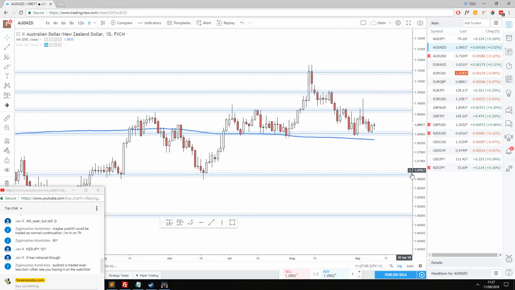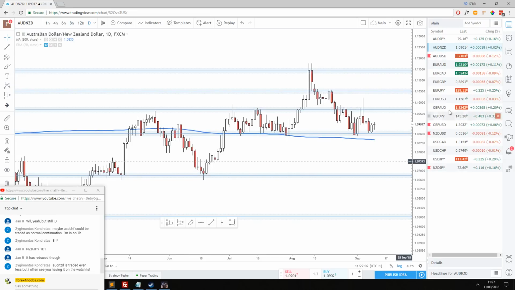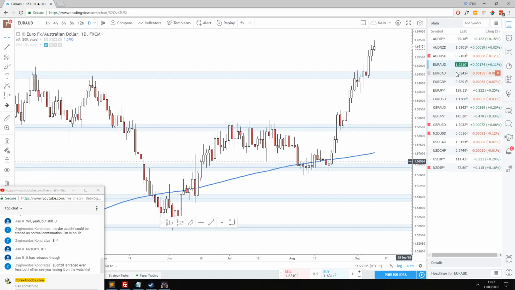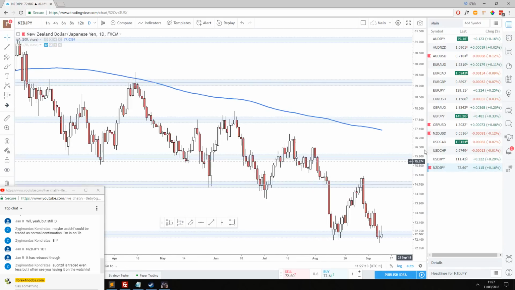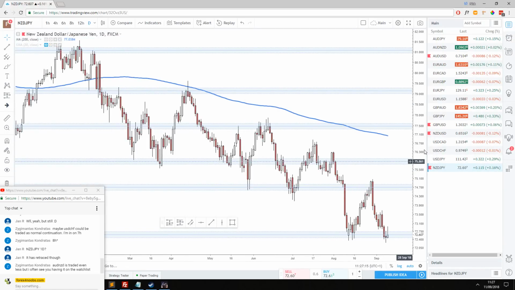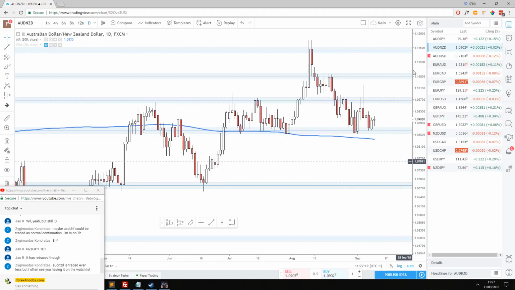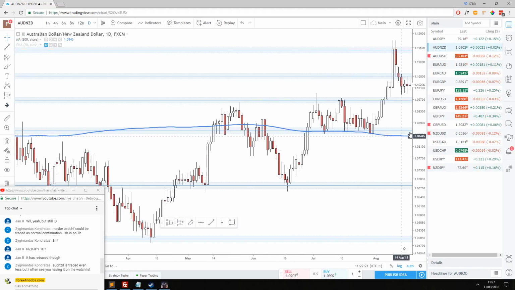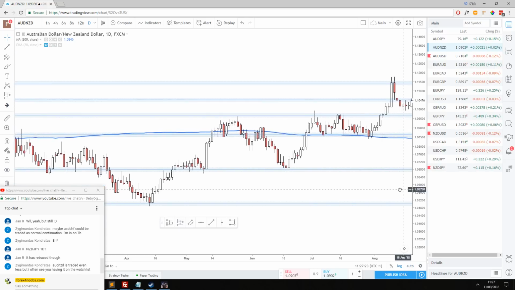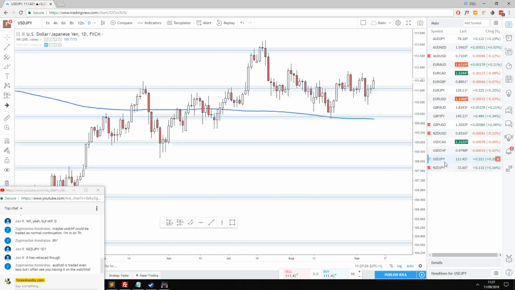But all these weird crosses, even where is it? No, I don't have it here. I was going to show you Euro New Zealand. They all have a tendency to have unpredictable spikes, which makes it hard to trade them. I'm just not a fan of them.